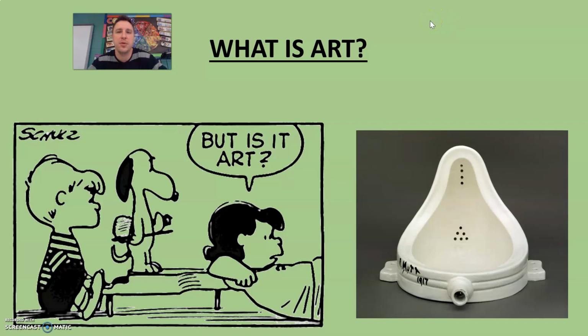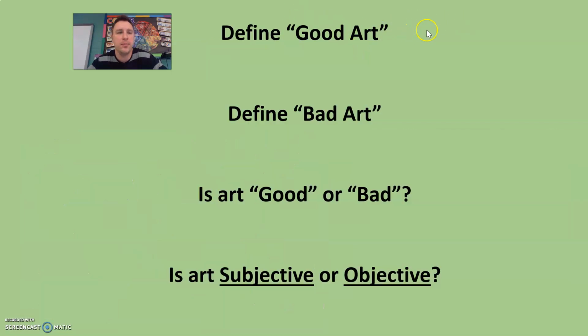Art doesn't always have to be beautiful and realistic. It can be abstract. It can challenge your perception of what art is. You don't have to like it anymore. You're entitled to like any artwork you want, but it is technically art. So then we talk about defining good art, defining bad art. There really is no good or bad art. It's really just subjective or objective.